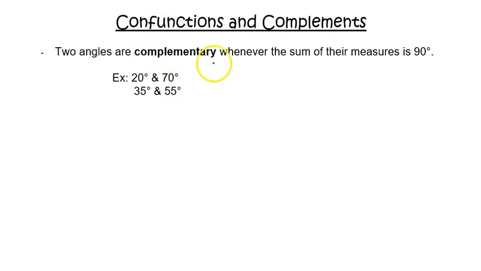Two angles are complementary when the sum of their measures is 90 degrees. Now this is something that you may have learned about in a previous math class. So basically any pair of angles that adds up to 90 is considered complementary. So like 20 and 70, those add up to 90, so those are complementary angles. 35 and 55, those add up to 90, so those are complementary angles.